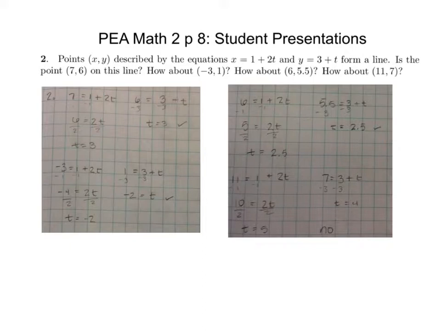And then the last one, when you do it, t is equal to 5 for the x one, and t is equal to 4 for the y, so it's not on the line. Perfect.